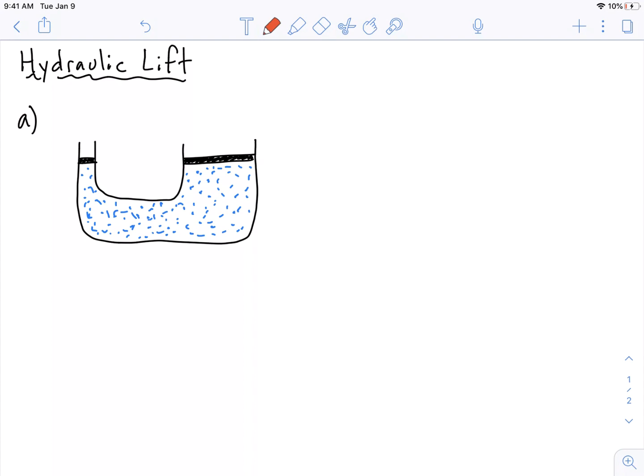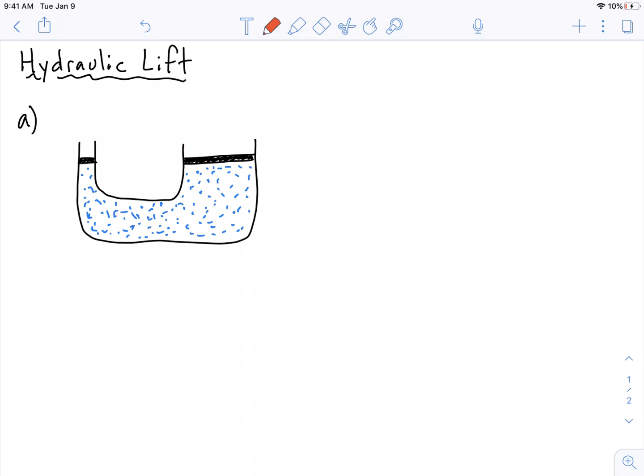When you pump up the air using a hand pump, you can pump up a car tire with that, and you can actually lift a car quite easily with a hand pump. So this is just an application of that idea.